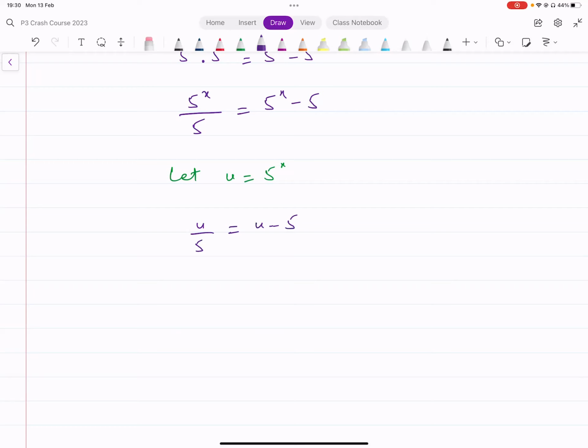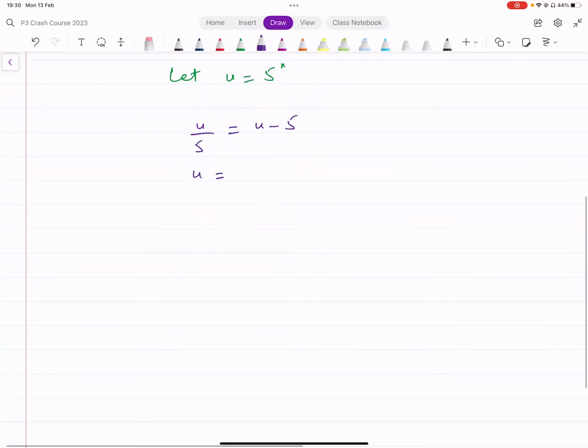Now it's a simple linear equation that you can solve. Multiply 5 on the other side, that gives you 5u minus 25. And that gives you 4u equals 25. And u turns out to be 25 over 4, which is 6.25. So you've found the value of u from this.